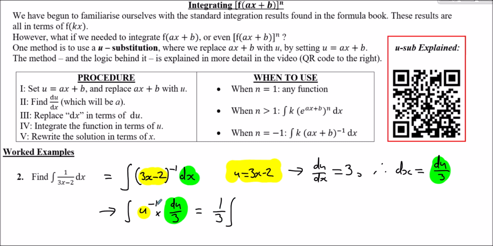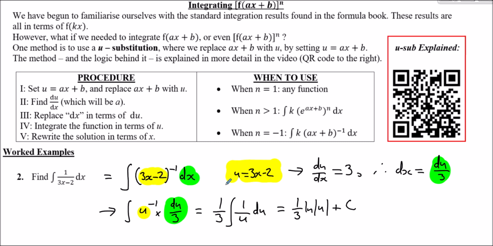Now integrating u to the minus 1 du. You can leave it as u to the minus 1 if you want. If I write it as 1 over u, though, that will maybe jog your memory on how to integrate 1 over something with respect to itself. Hopefully, that's reminding you that that's going to now be a log. It's going to be ln mod u. So that's going to give us 1/3 ln modulus of u, plus of course a constant of integration.